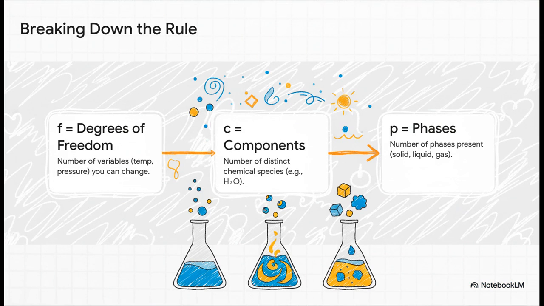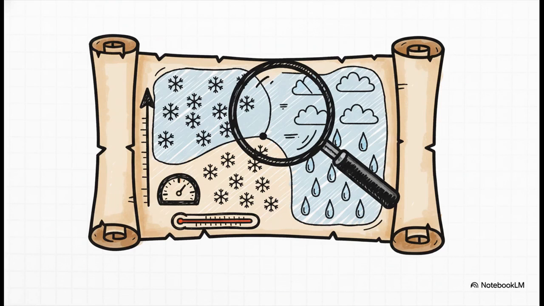C is the number of chemical components. For water, that's just one, H2O. P is the number of phases we just talked about, solid, liquid, gas. The really cool one is F, the degrees of freedom. The best way to think about it is as the system's wiggle room. It tells you how many variables, like temperature and pressure, you can change independently while keeping all the phases you have in perfect balance. This rule is basically the key that unlocks something called a phase diagram.